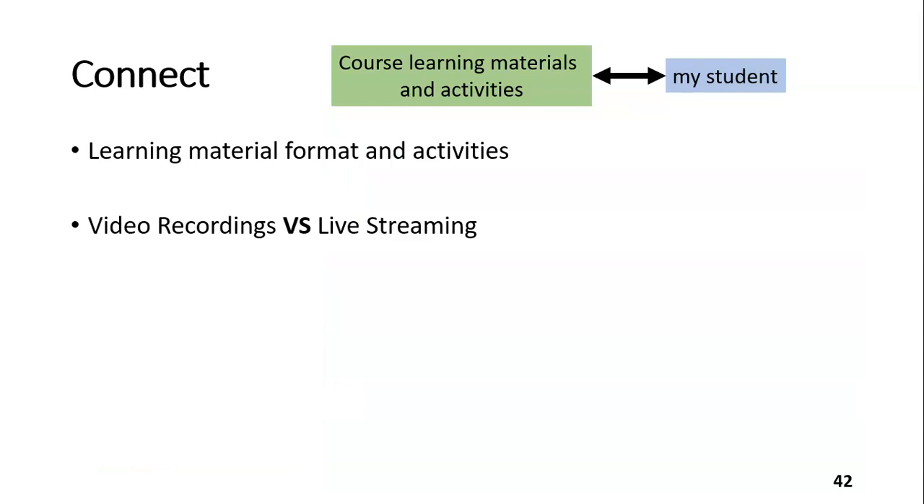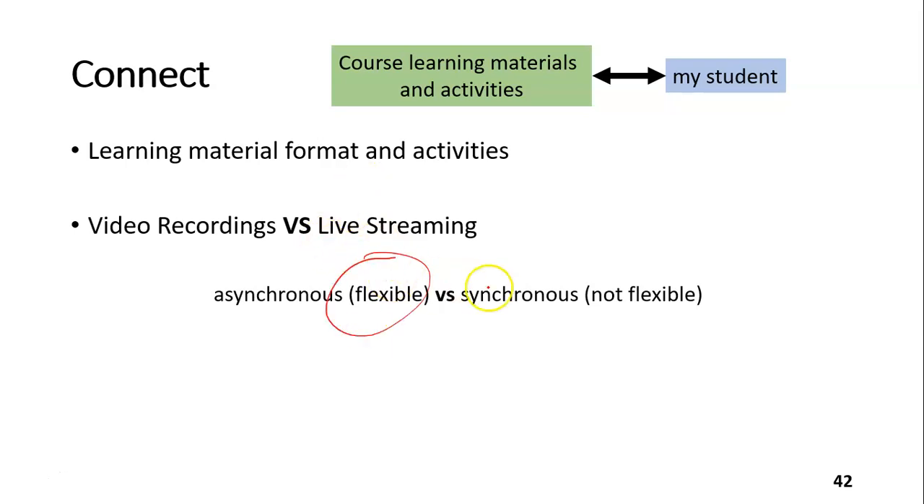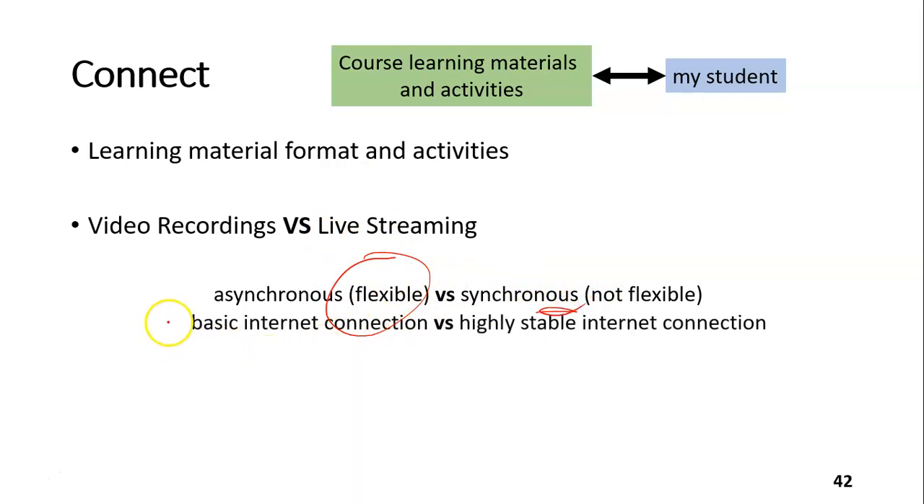So I'm going to discuss a bit about video recording and live streaming. Okay, so first, video recording is more flexible, and live streaming is not flexible. Then for video recording, a basic internet connection is enough. Even if they have a very basic 3G connection, they still manage to download the video, it just takes a long time. But if they have a very unstable internet connection, it's very hard for them to follow the live stream or live class.